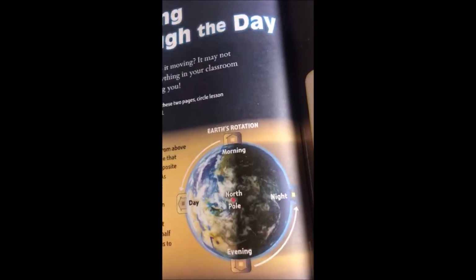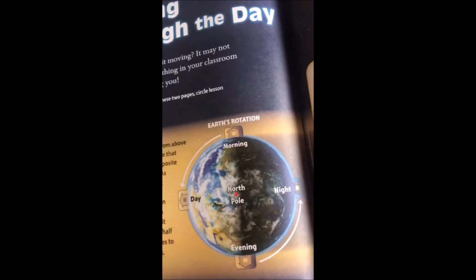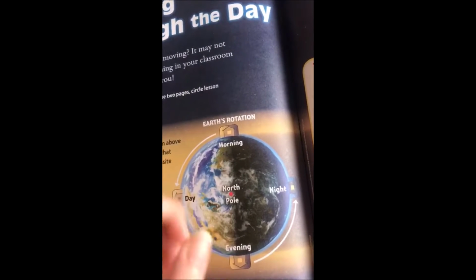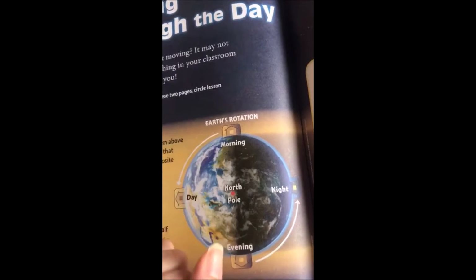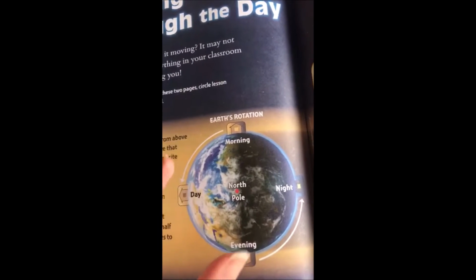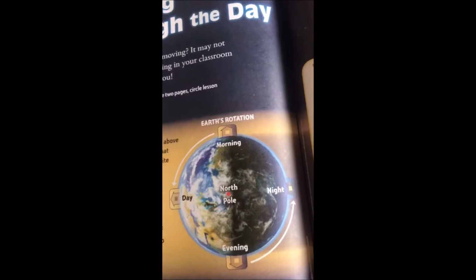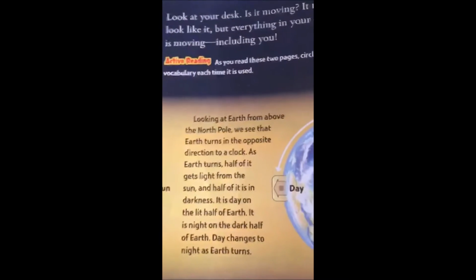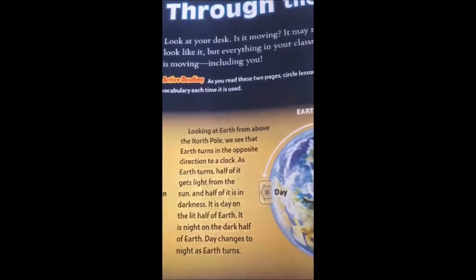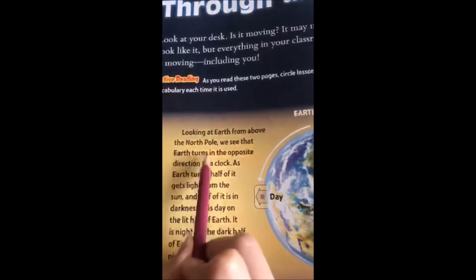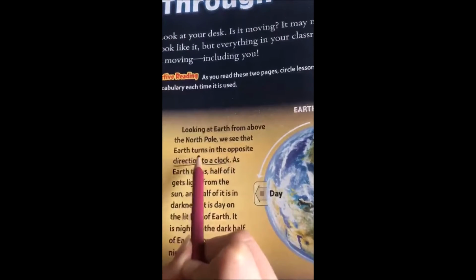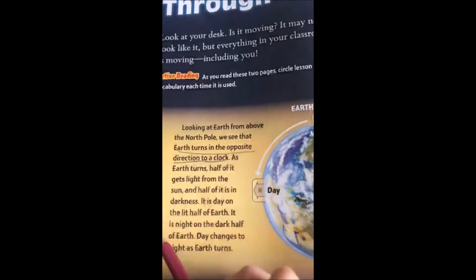So basically, grade 3, I'm going to ask you, we took this in grade 2. When Earth turns around itself, what do we call it? Amazing. We call it rotation. When Earth is moving around itself, it is called rotation. Here is new information that you should know, that Earth turns in the opposite direction to a clock. So it turns in the opposite direction to a clock.